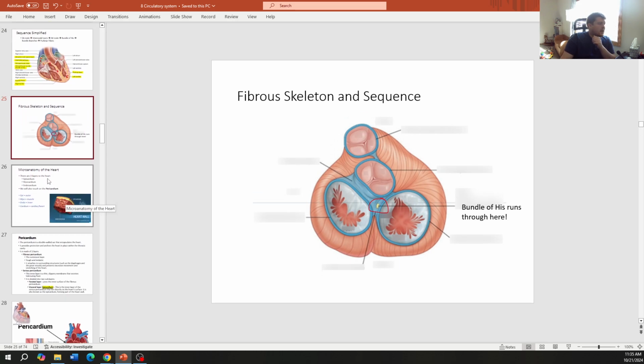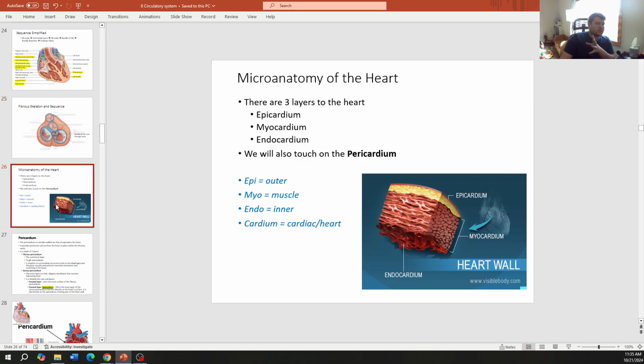So this is where we're going to end this first chunk of the video. That's all of our big, gross anatomy. Then we're going to get into a little bit more of the actual cells and tissue side of things, which is the micro anatomy of the heart, in the next part.